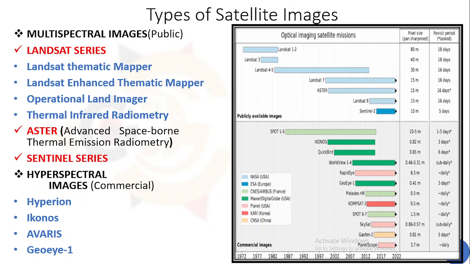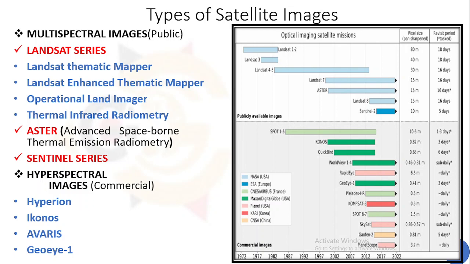Then the next phase of the satellite images are the hyperspectral images. These are commercial. You have to pay bodies or institutions to use their sophisticated technologies to come and capture those images for you. In the next slides, we are going to know the distinction between hyperspectral and multispectral images, and also look at each image platform and the type of images we can get and what they do for us.